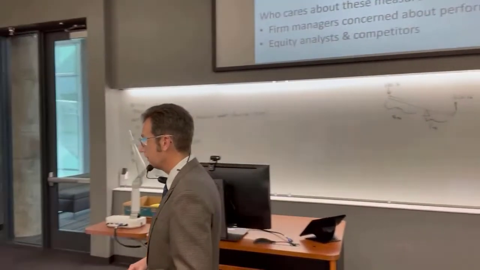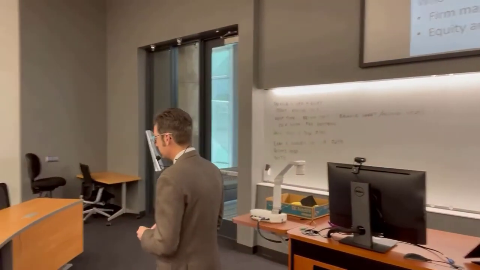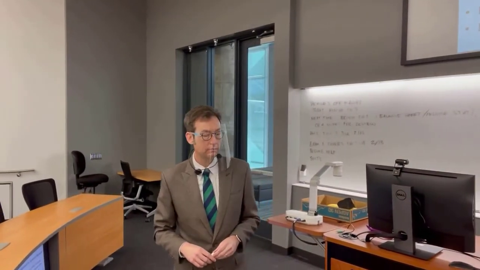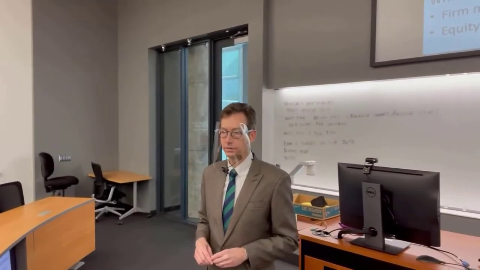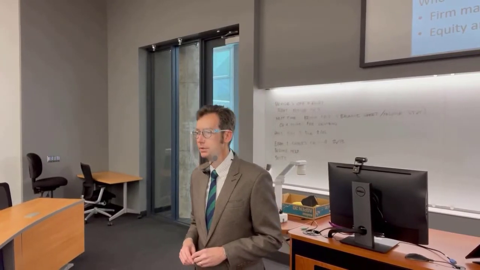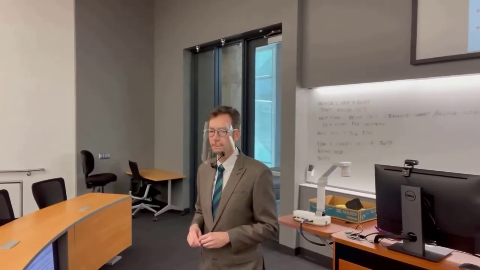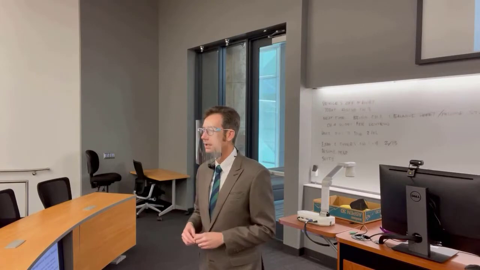Now we can also look at inventory through something called days sales and inventory, and it's simply 365 divided by inventory turns. Where did the 365 come from? Yeah, it's the number of days in a year.